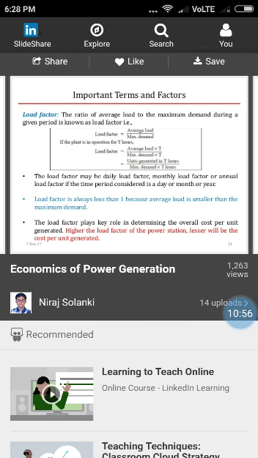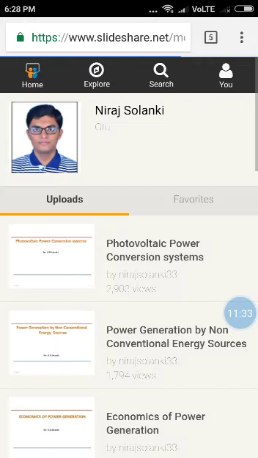So, units generated in T hours divided by maximum demand into T hours. The load factor may be daily load factor, monthly load factor, or annual load factor if the time period considered is a day or month or year. Load factor is always less than 1 because average load is smaller than the maximum demand. The load factor plays a key role in determining the overall cost per unit.